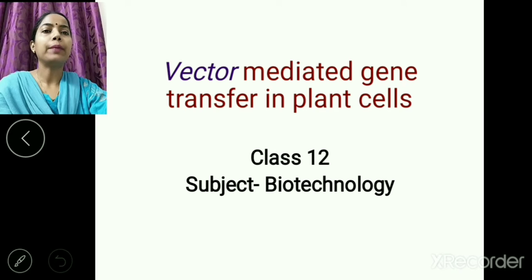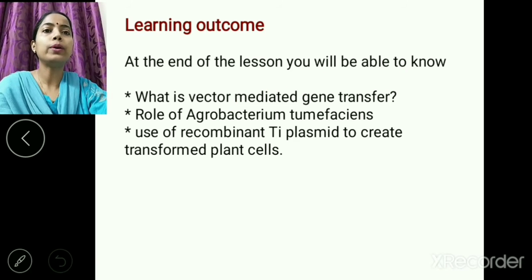Here, today I'm going to take the topic vector mediated gene transfer in plant cells. It belongs to class 12 subject biotechnology and it comes under unit 6 chapter 2 plant cell culture and application. While going through this topic, at the end of the lesson you will be able to know what is vector mediated gene transfer and what is the role of Agrobacterium tumefaciens in causing such gene transfer in plant cells, and how we are going to use the recombinant Ti plasmid which is found in the Agrobacterium tumefaciens to create the transformed plant cells.